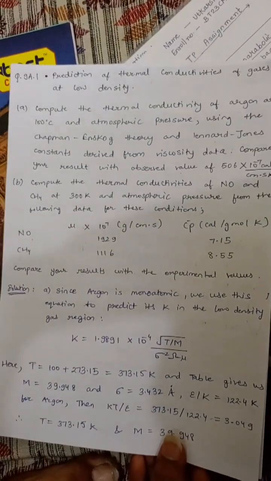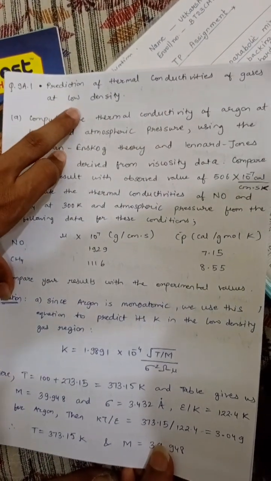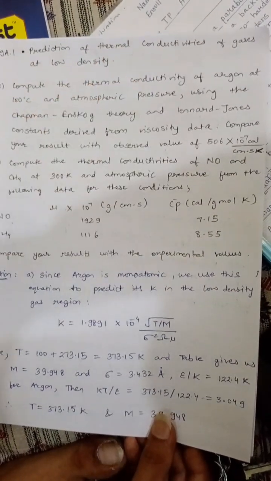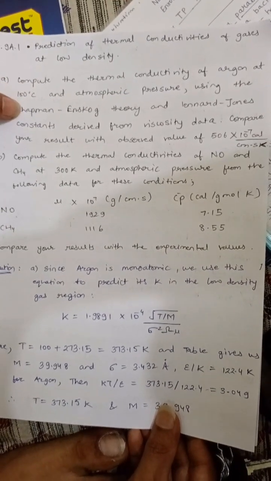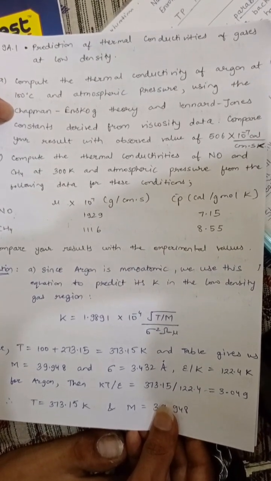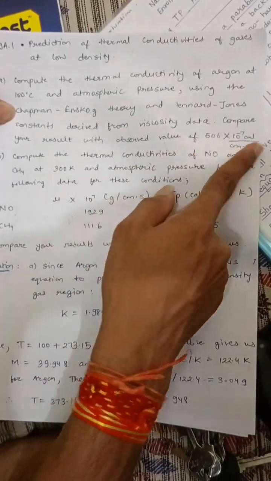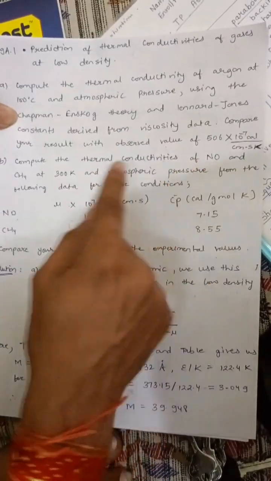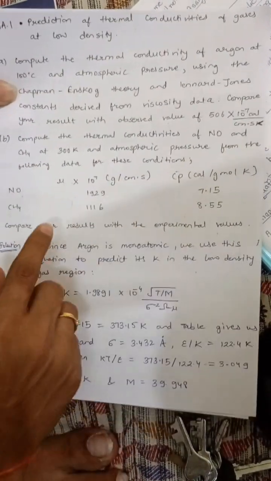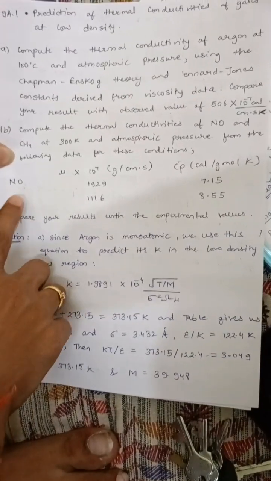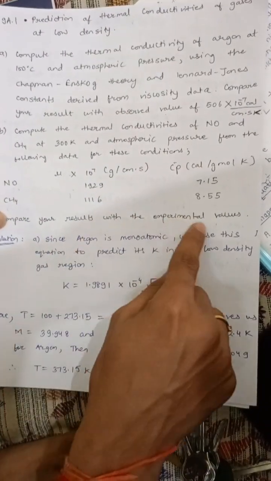Now when we come to another question, prediction of thermal conductivities of gases at low density. So this question is based on thermal conductivity. Compute the thermal conductivity of argon at 100 degrees Celsius and atmospheric pressure using the Chapman-Enskog theory and Lennard-Jones constants derived from viscosity data. Compare your result with the observed value. Compute the thermal conductivity of NO and CH4 at 300 Kelvin and atmospheric pressure from the following data for these conditions. These conditions are given, and in this table we have NO and CH4, mu values given, and Cp is given. Compare the result with the experimental value.